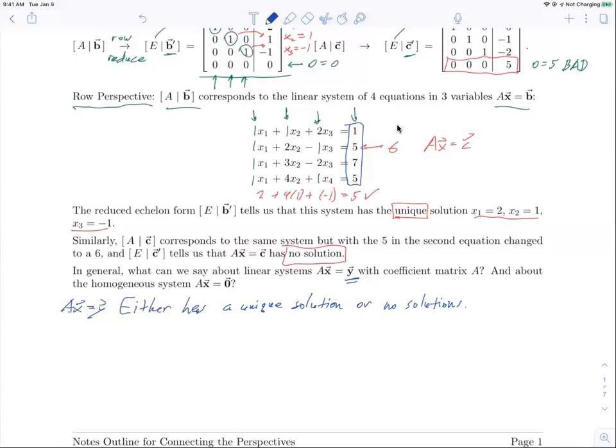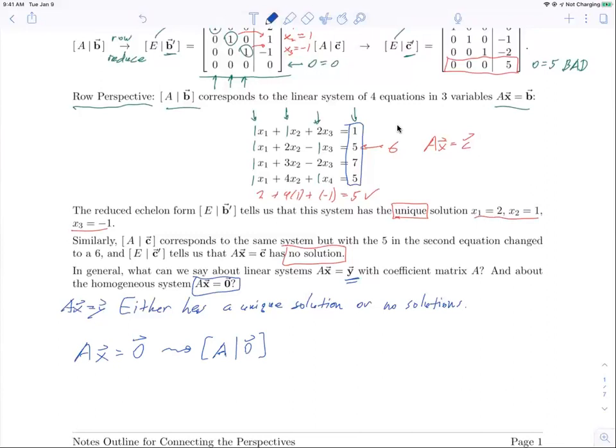Ax equals 0 is worth thinking about because we say these homogeneous systems are always really important. If we think about Ax equals 0, that's 0. That leads us to think about the augmented matrix A where you just augment it with a bunch of zeros.